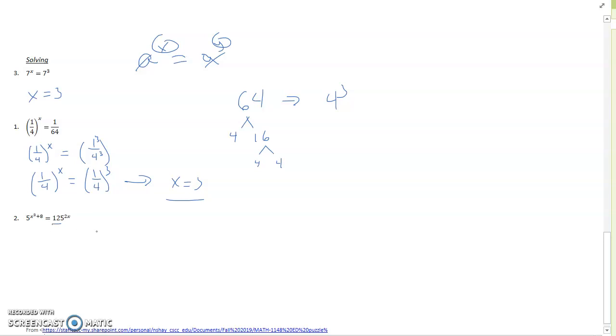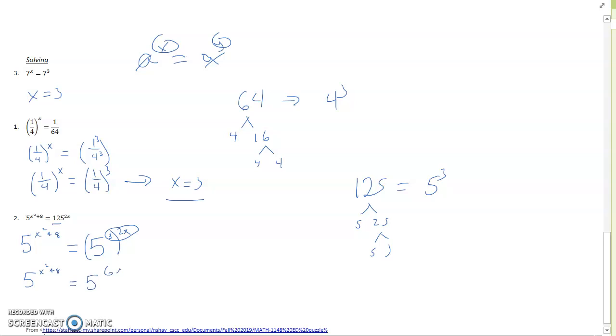In this last one, we're going to look at 125 and say, can we get 125 written as 5 to the something power? So 125 is 5 and 25, which is 5 and 5. So 125 is 5 to the third power. So this is 5 to the x squared plus 8 is equal to 5 to the third. And then we've got a 2x on the outside, and we're going to multiply these. So it's going to be 5 to the x squared plus 8 is equal to 5 to the 6x.